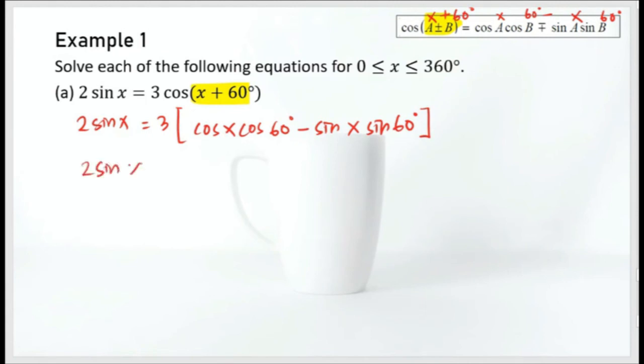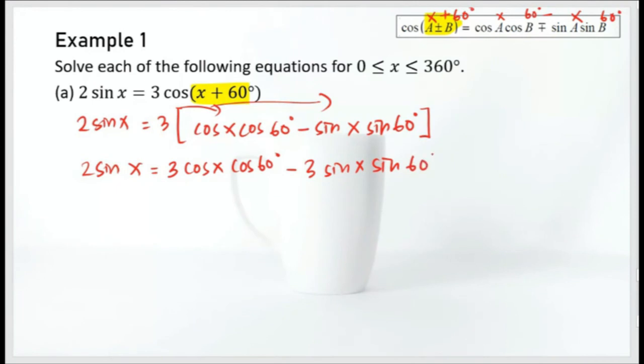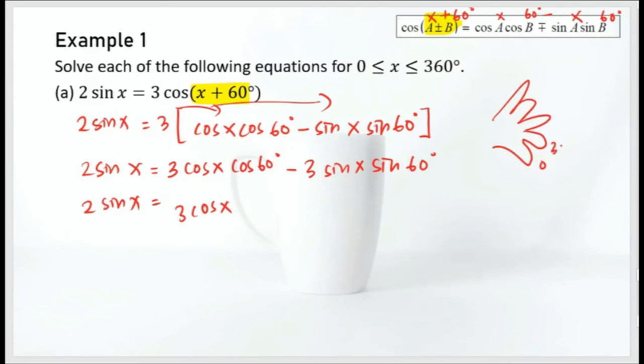2 sine x equal to 3. Okay, we multiply in first. Minus 3 sine x sine 60. Okay, so now we do the value. We find out the value for cos 60. What is the value for cos 60? Use your left hand trick, use your finger. 0, 30, 45, 60, 90. So 60 is here. Cos 60.